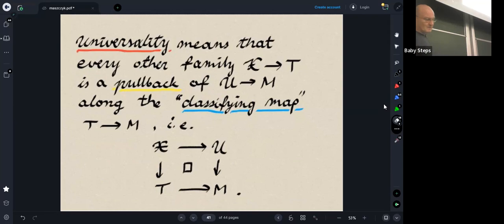By the way, first of all, what is universality? Universality means that every other family X over T is a pullback of this universal one along something which could be regarded as a classifying map, which is a map from the base of this family to the base of the universal family, which means that we have such a pullback or Cartesian diagram between these two vertical families.